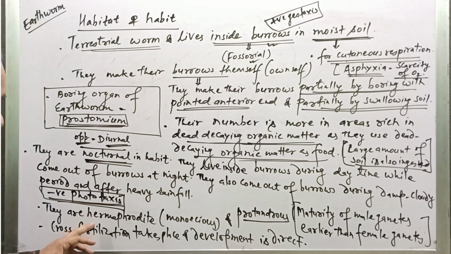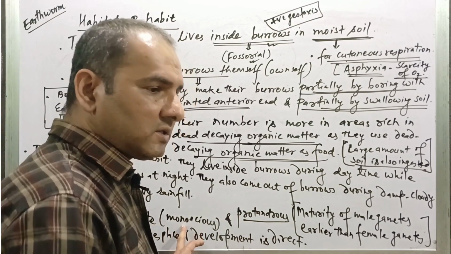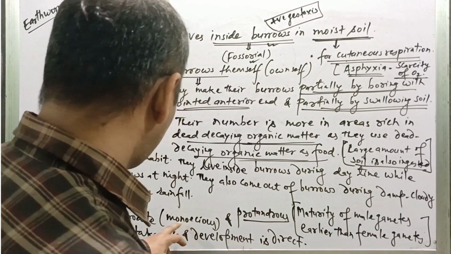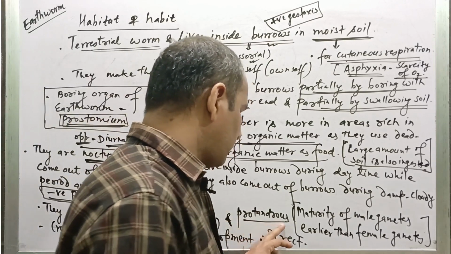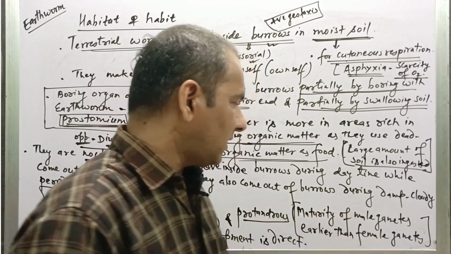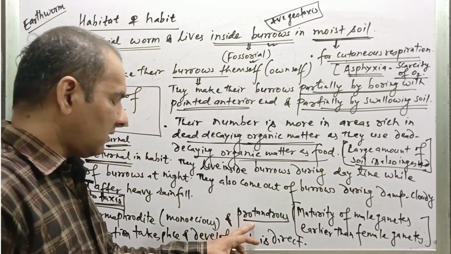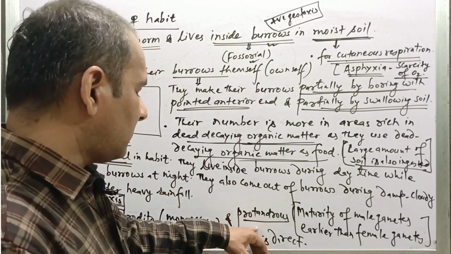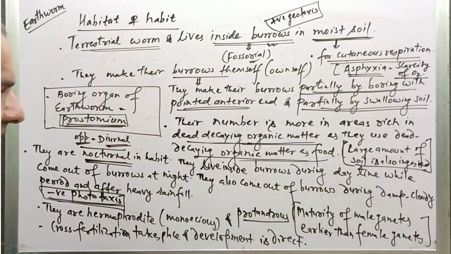And finally they are hermaphrodite. Hermaphrodite means monoecious, which means single individual possesses both male and female reproductive organs. Though they are hermaphrodite, they are protandrous. Protandrous means a condition in hermaphrodite organism in which the male gametes mature earlier than the female gametes. Its opposite term is protogyny, in which the female gametes mature earlier than the male gametes. Though they are hermaphrodite, cross fertilization takes place in them.